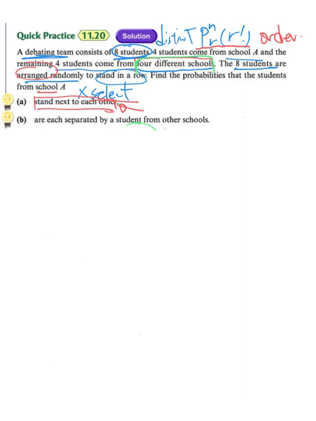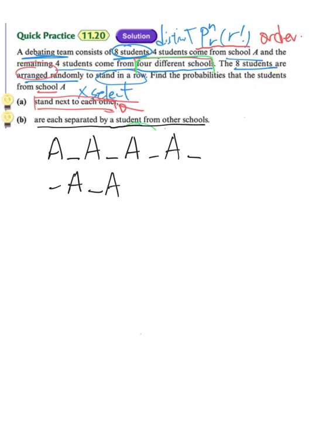Okay, so now for part B. The situation is to find the probability that the students from school A are each separated by students from other schools. So it's a situation like this. You can think for several seconds. Okay, the several seconds have passed. So actually it's like this. The underline means the students from other schools. Actually we have these 2 situations.